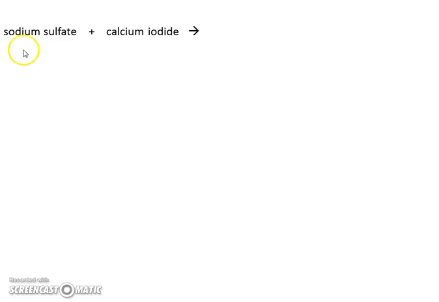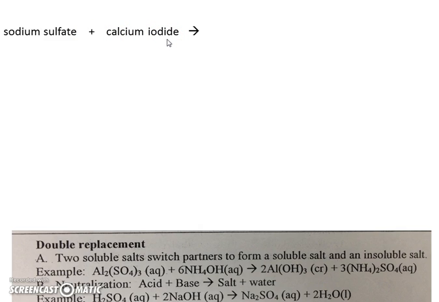So in this reaction, we have sodium sulfate added to calcium iodide. Now there's two types of double replacement reactions that you'll be responsible for. The first kind, two soluble salts switch partners to form a soluble salt and an insoluble salt. And secondly, we have a neutralization reaction where an acid and a base react to make salt and water.